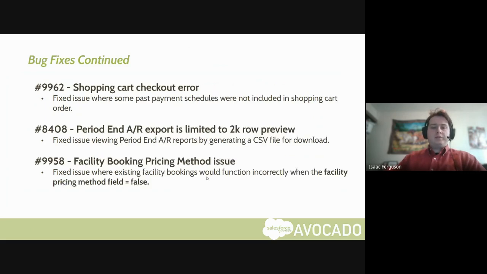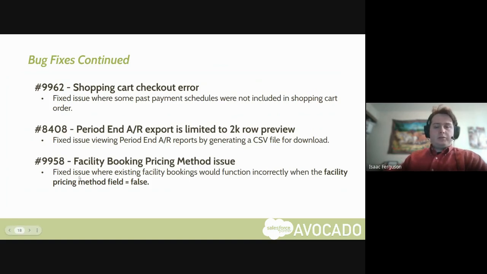We fixed an issue with the shopping cart checkout error. Some past payments schedules were not included in the shopping cart order. That's been resolved. We fixed an issue viewing the period end accounts receivable report by generating a CSV file for download. So this 2K row preview limit does still exist. That is on the Salesforce end, but we've added this CSV file to download and view off Salesforce.